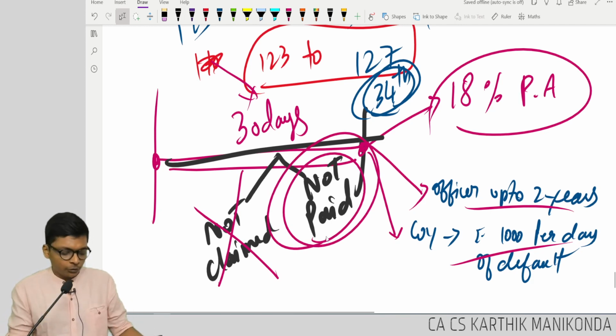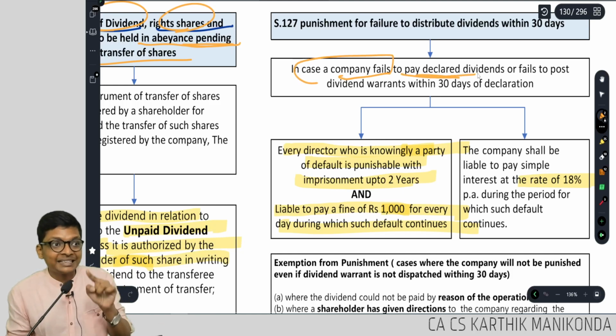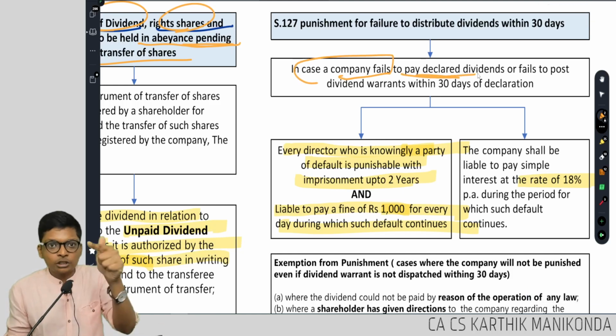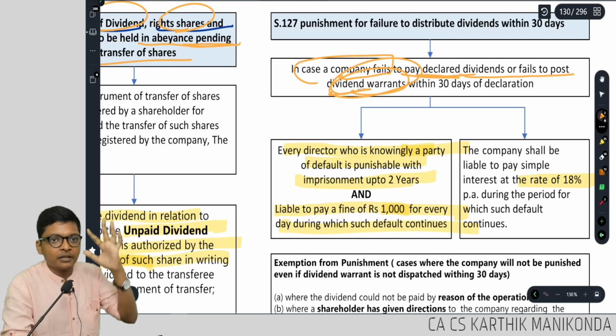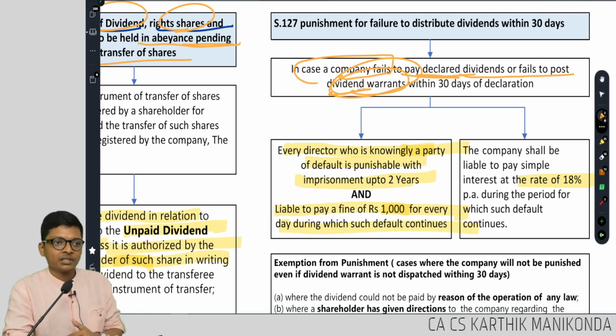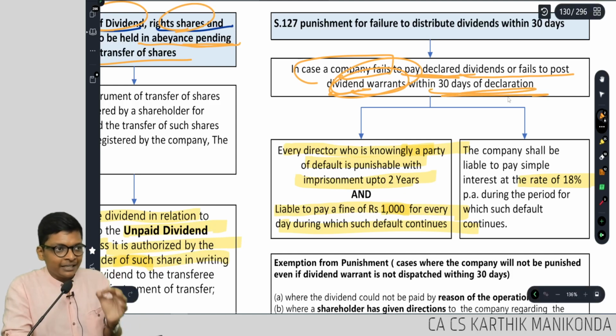Company's fault. Are you following, guys? So in case the company fails to pay dividend, it's not about unclaimed. Unclaimed means your fault. Fails to pay dividend or post the dividend warrant, like the check. Earlier days it's called dividend warrant. Nowadays it's a bank transfer. No dividend warrant nowadays. Bank transfer. Within 30 days of declaration, then only this section will come.